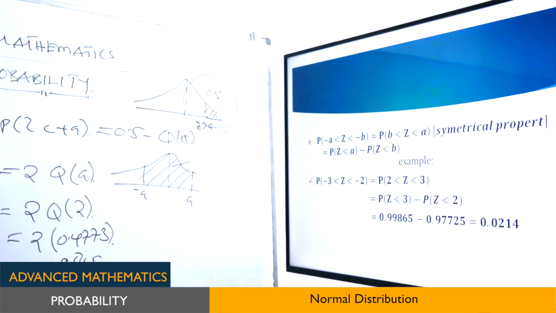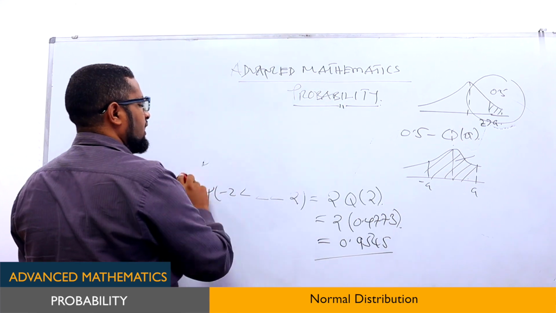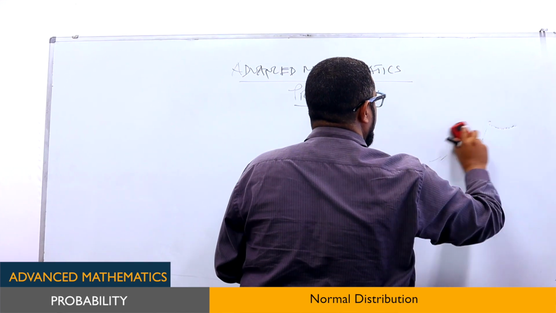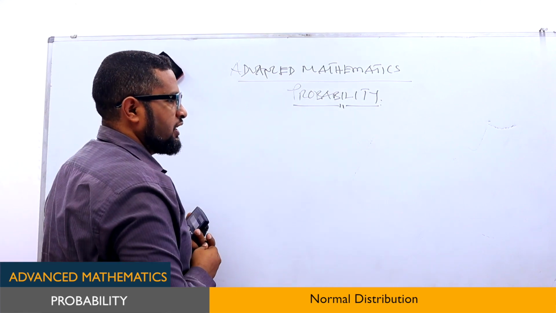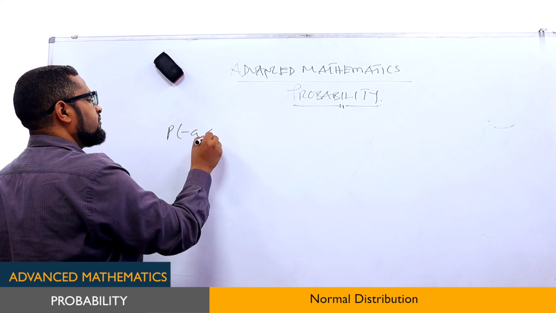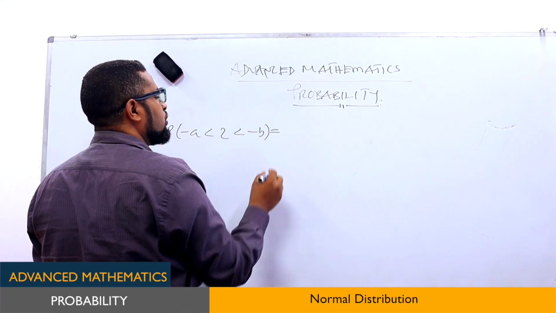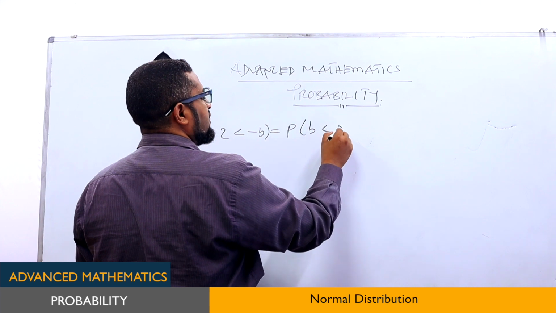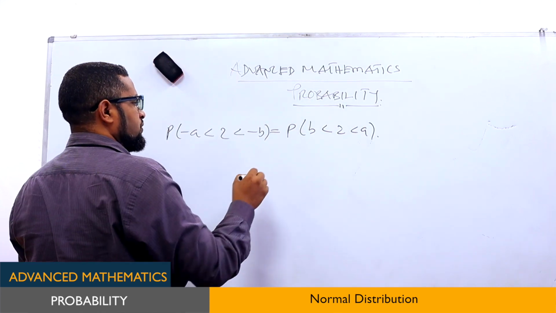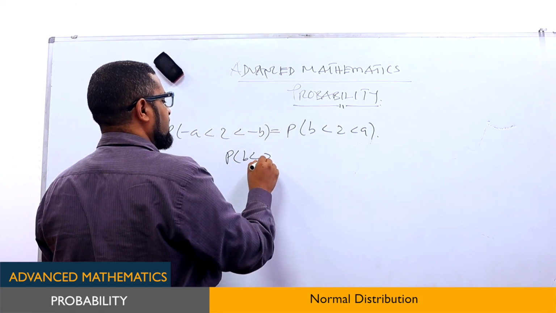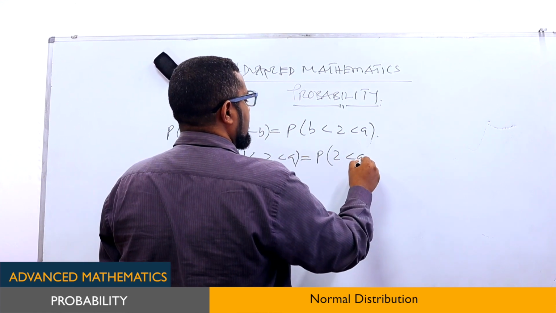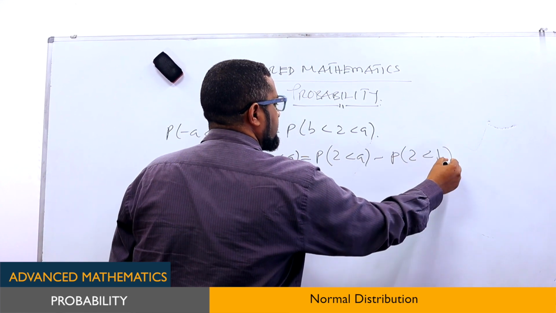Next, what if you are given probability of negative a less than z less than negative b? So the numbers now are not equal, and even the signs are not the same. For that case, it is the same as writing z less than negative b, now changing by using the symmetrical property, it will be b less than z less than a, in which probability of b less than z less than a is obtained by taking probability z less than a minus probability z less than b.